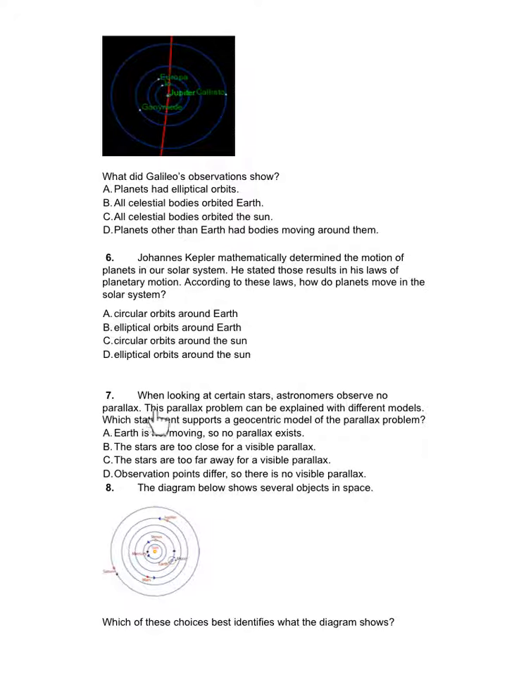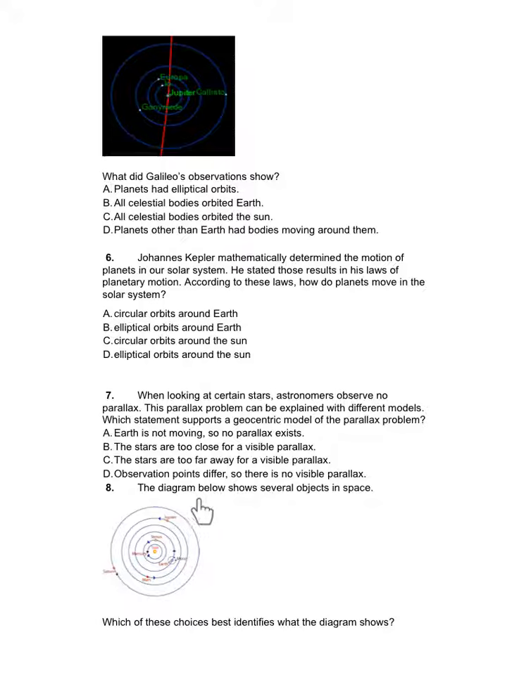Number 7. When looking at certain stars, astronomers observe no parallax. This parallax problem can be explained with different models. Which statement supports a geocentric model of the parallax problem? A. Earth is not moving, so no parallax exists. B. The stars are too close for a visible parallax. C. The stars are too far away for a visible parallax. D. Observation points differ, but there is no visible parallax.